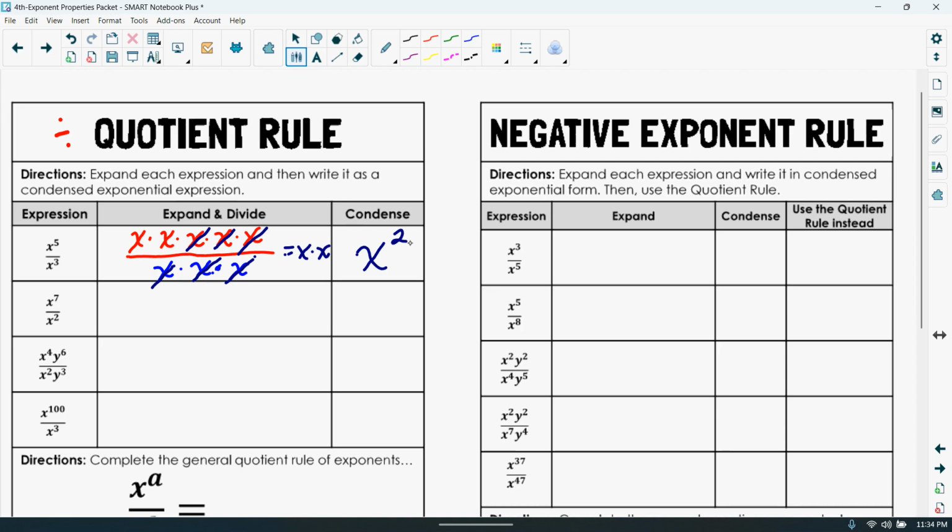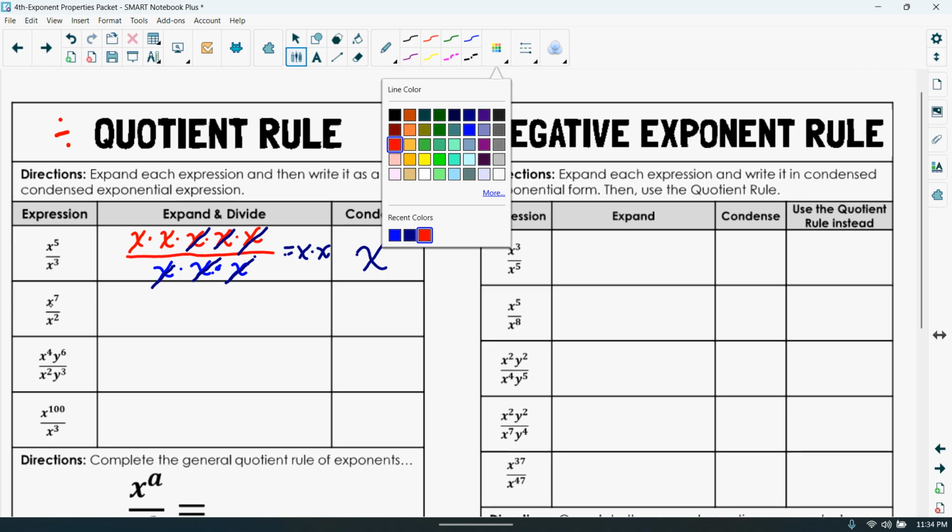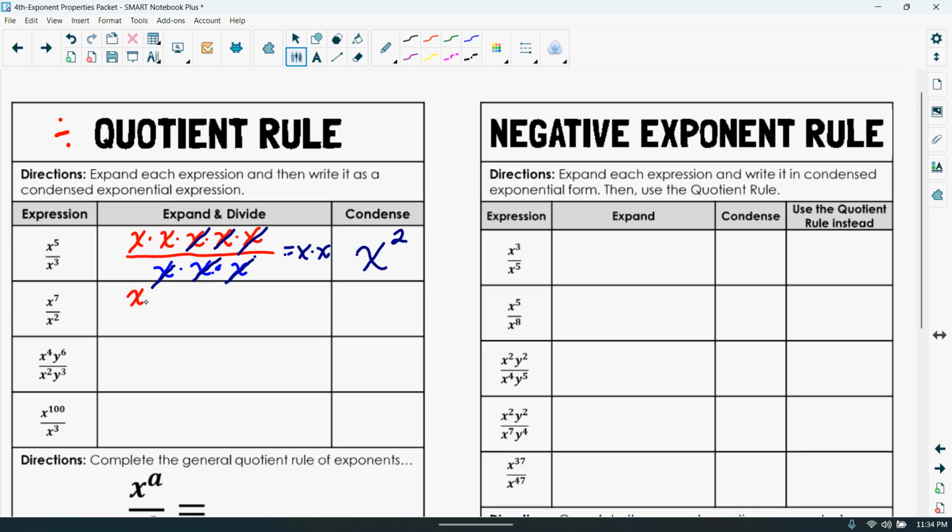Okay. So if I was showing the expanded form of each base and its exponent, it's just 7 factors of x all over, sorry, 2 factors. And hopefully we're trying to get you to see a pattern here. We're going to cancel, and what we have remaining are 5 factors of x. So this is x to the 5th power.